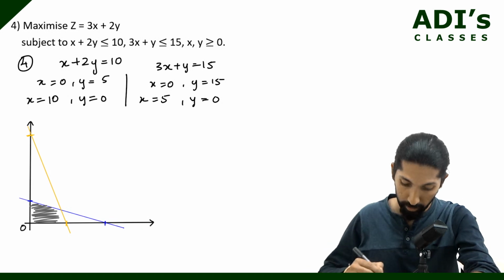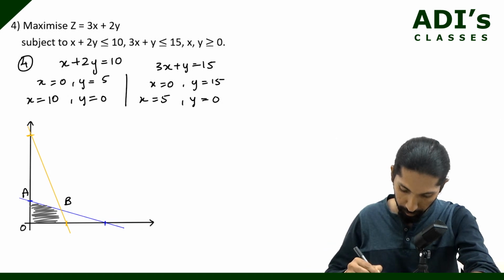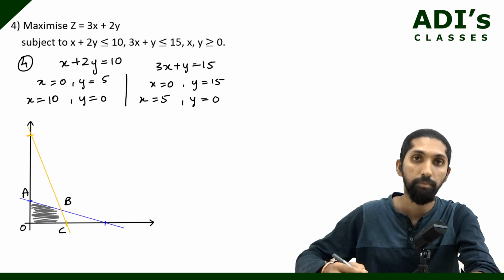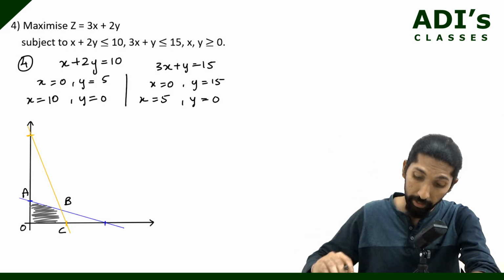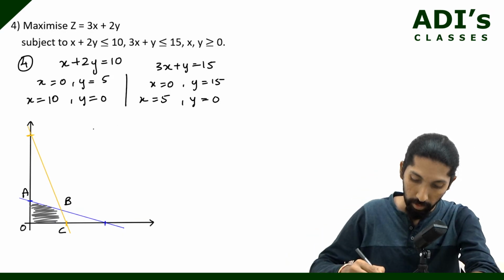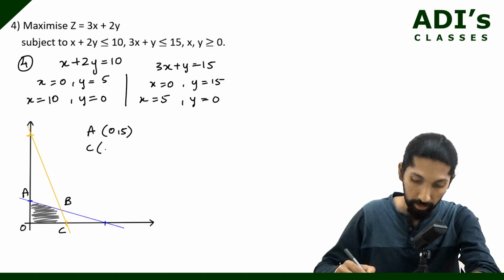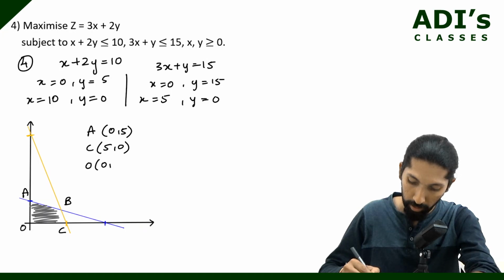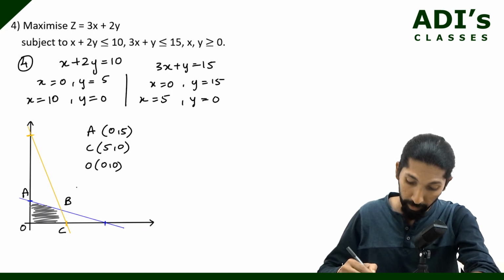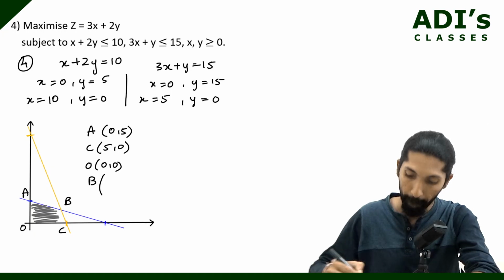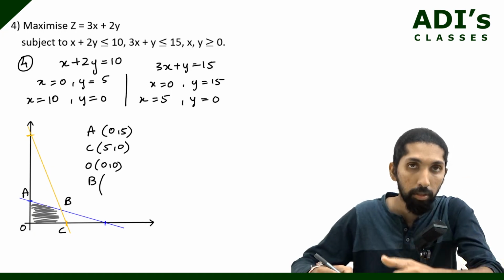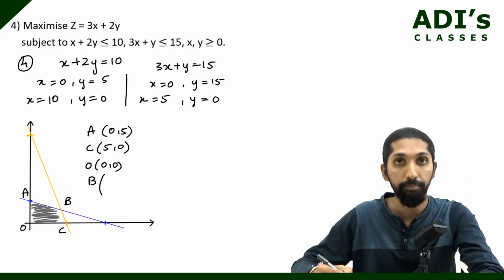Now the points A, B, C, and O, correct? Now point A, C, and O, very simple. Point A is nothing but 0, comma 5. Point C is nothing but 5, comma 0. Point O is 0, comma 0. Now what we need is point B. Use the same logic what we did. Do the linear equation.